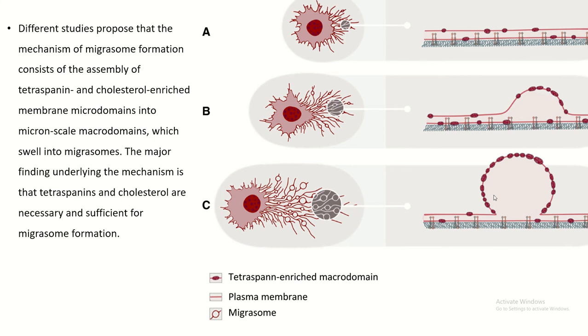How is the migrasome formed? This is a cell membrane rich in tetraspanin-enriched microdomains and cholesterol-enriched membrane microdomains. And this particular cell membrane is converted into the migrasome.